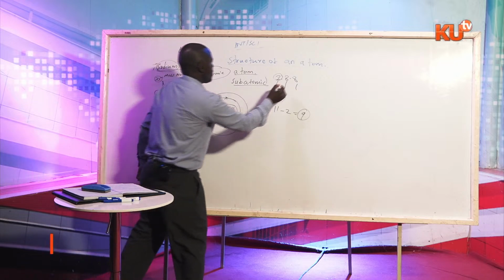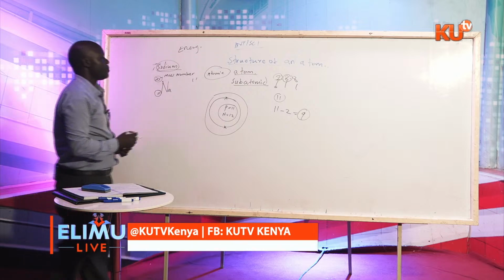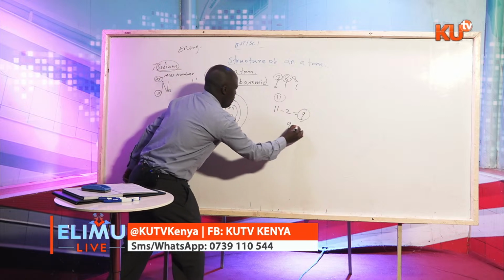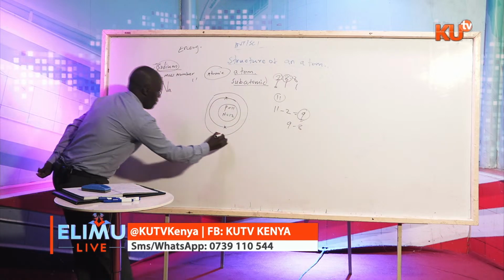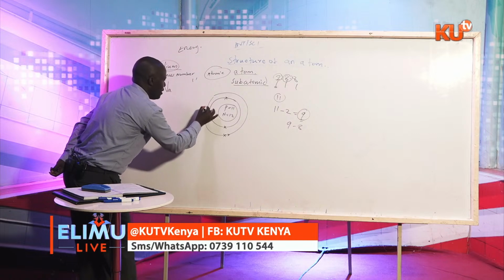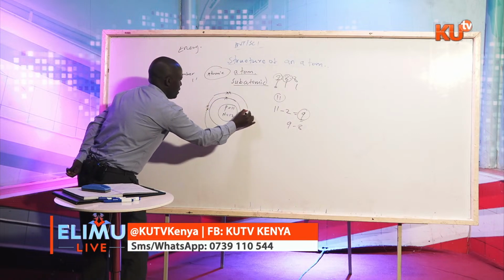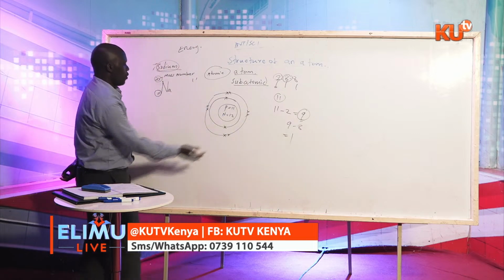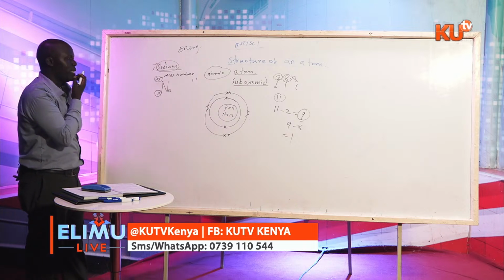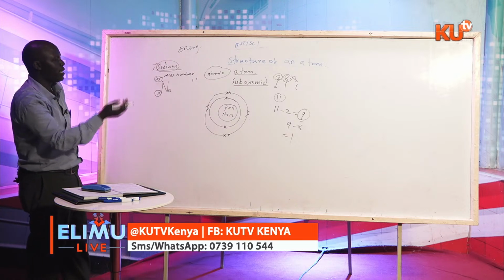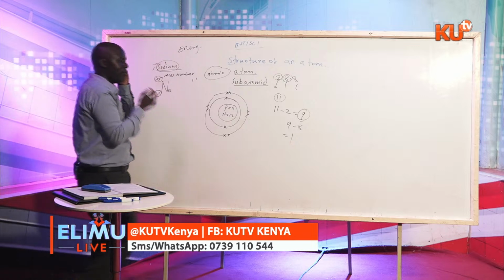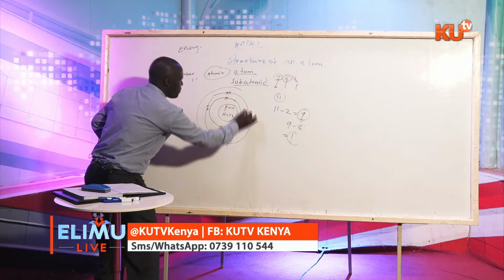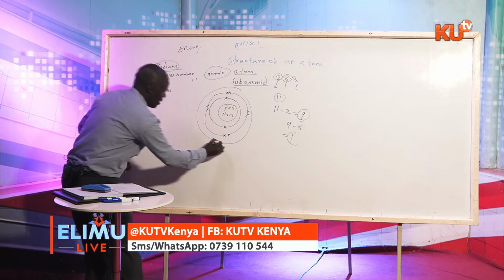The second energy level must carry a maximum of 8. But we have 9 electrons remaining. So it is now 9 minus 8. So we have 1, 2, 3, 4, 5, 6, 7, 8. So what is remaining is 1. So the second energy level is full with 8 electrons. Therefore, we go to the third energy level because we still have 1 more electron remaining. There, we only have 1.